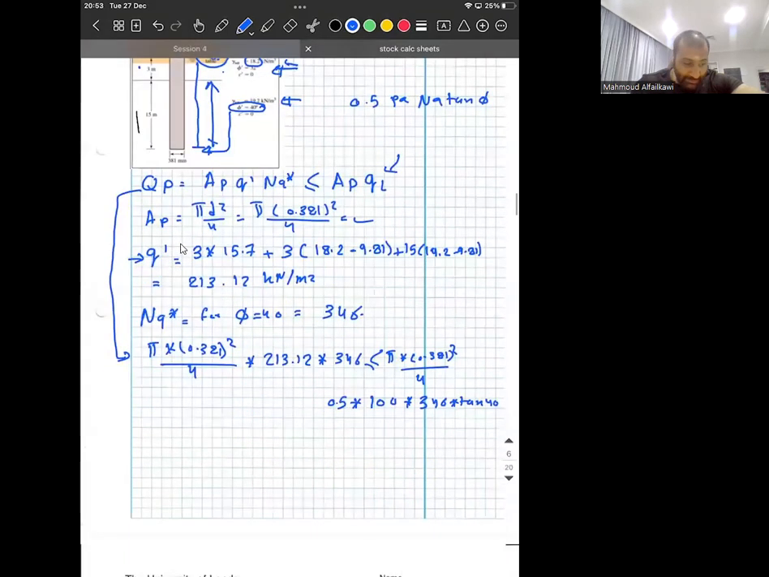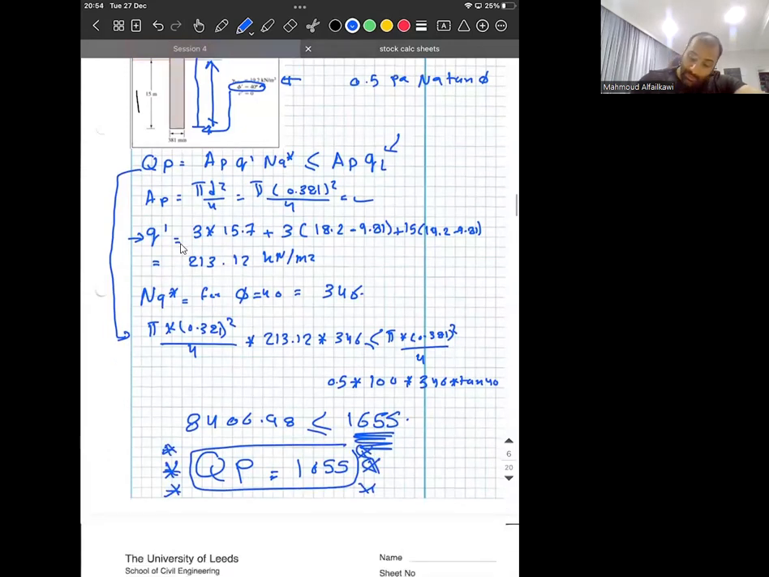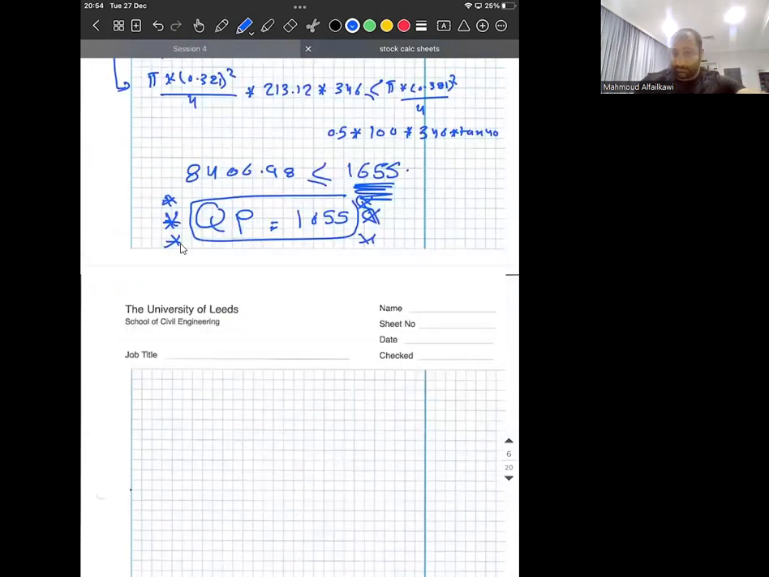Now, this gives you two values that you're going to choose the lesser of. So you're going to get 8,406.98 less than or equal to 1,655. So now your Q_p is the lesser between these two, so it's going to be 1655, and you put it in a box, and you put some stars, yeah? So you know that you actually accomplished something today. Okay, this is for Q_p.